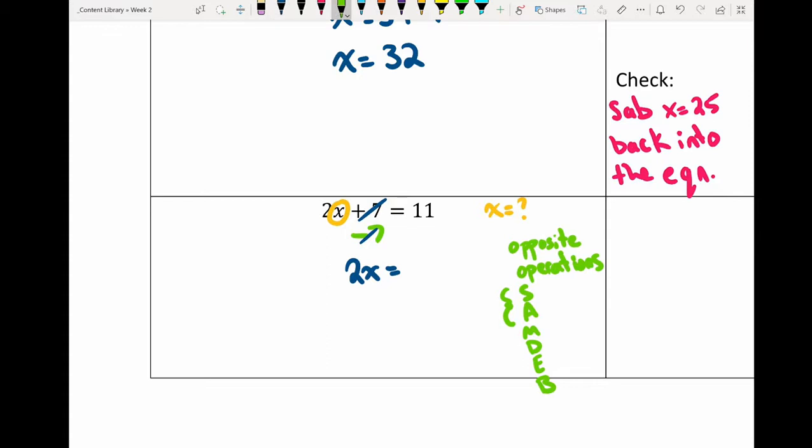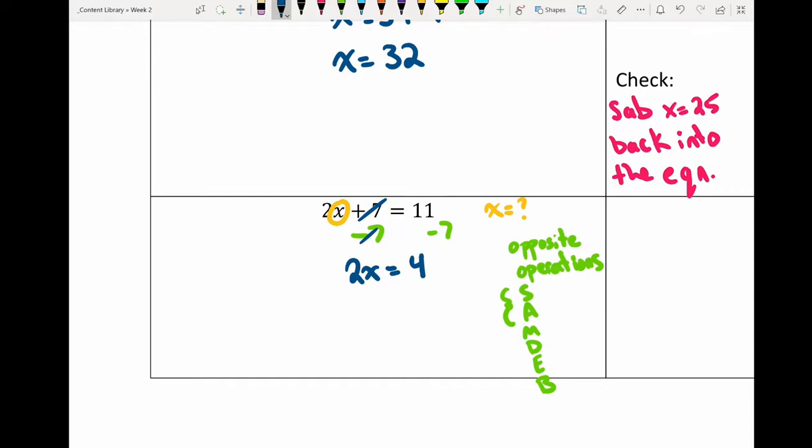Now, again, remember, we have to keep things balanced. So in order to keep things balanced, because I subtracted 7 from the left side of the equation, I have to subtract 7 from the other side of the equation too. So 11 minus 7 is 4.